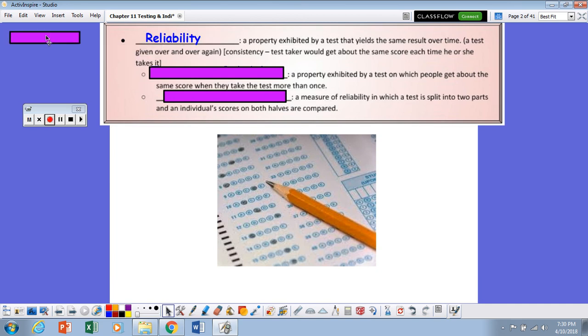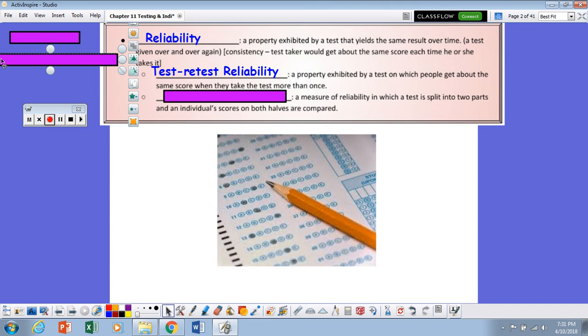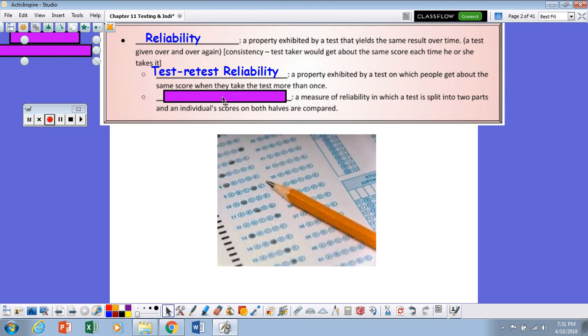Another item that we need to think about is reliability. This is a property exhibited by a test that yields the same result over and over again. So if I give a test today and then I give it again in a year, the test has the same results. There is what they call test-retest reliability. This is a property exhibited by a test on which people get about the same score when they take the test more than once. Another is what we call split-half reliability. It's a measure of reliability in which, if the test is split into two parts, the individual score is comparable on both halves.